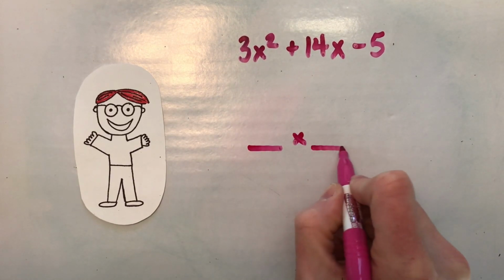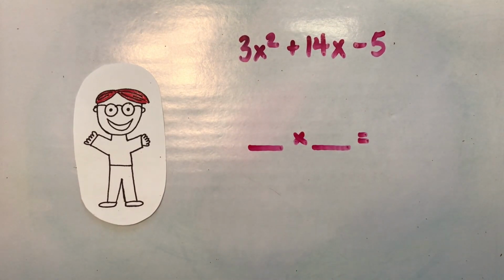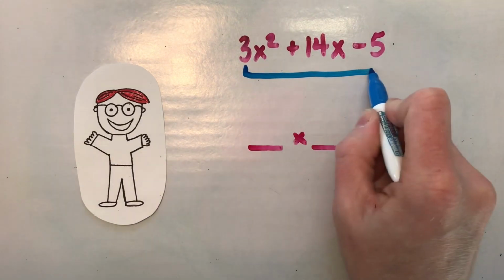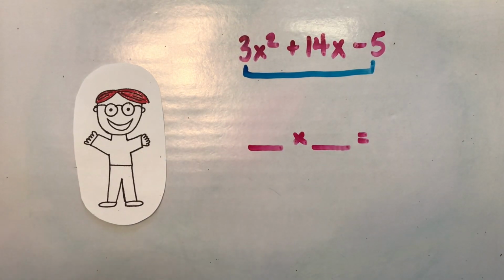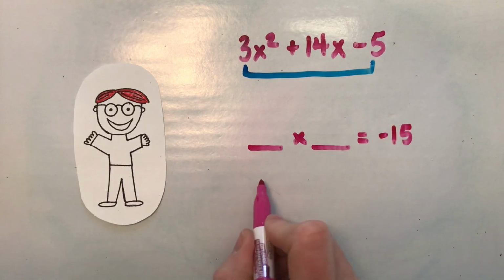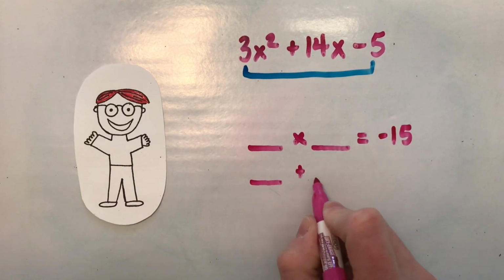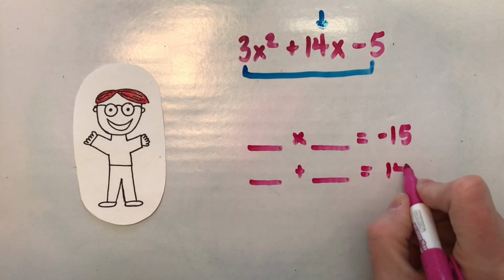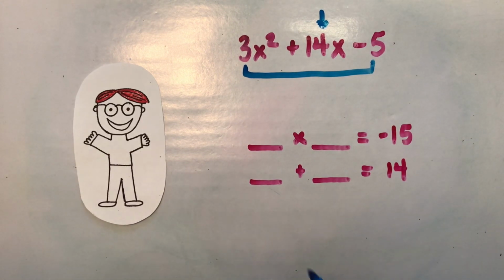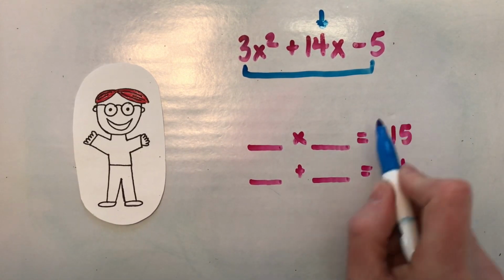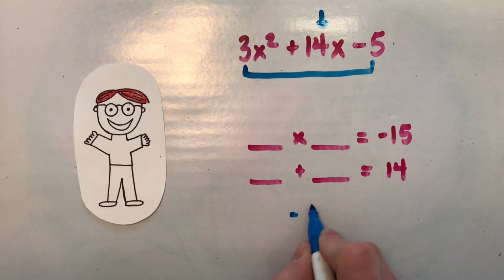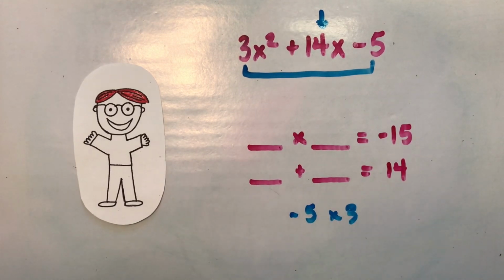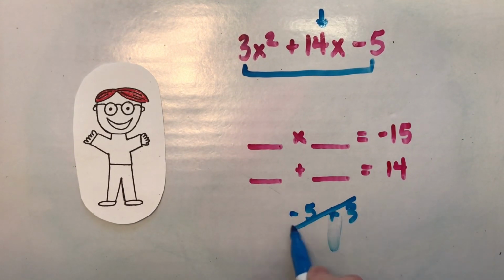We need numbers that will multiply together to give us a number that's equal to the number in front, the 3, times the minus 5, which is minus 15. But the same two numbers have to add together and give us the middle number in our question, which is the 14. So which two numbers are we going to look at? As always, there's plenty of factors we could look at. To get minus 15, well, I could do a minus 5 times a plus 3. That works. But they don't add together to give me plus 14.